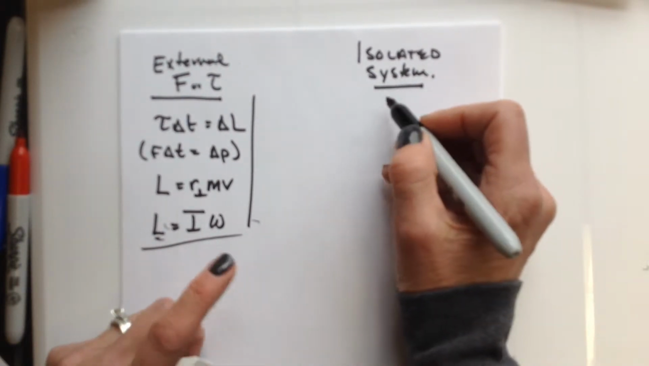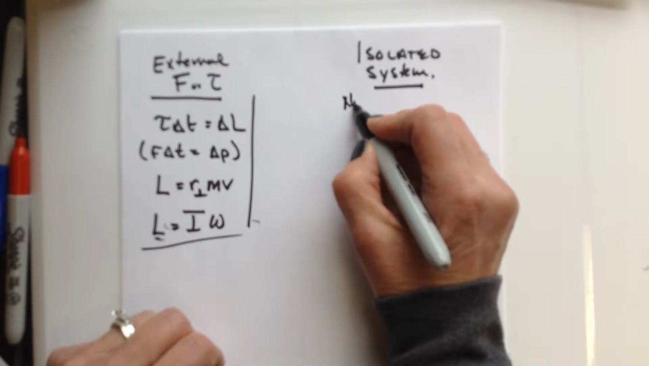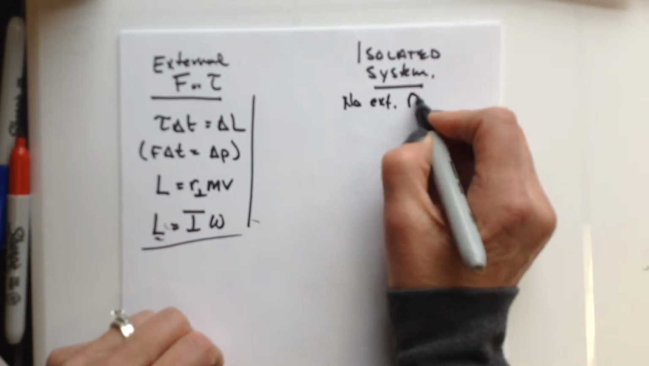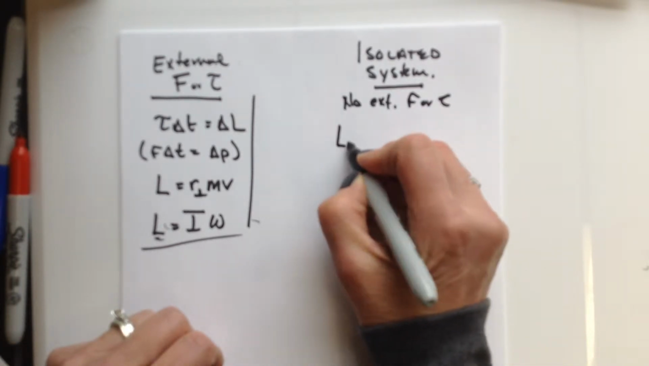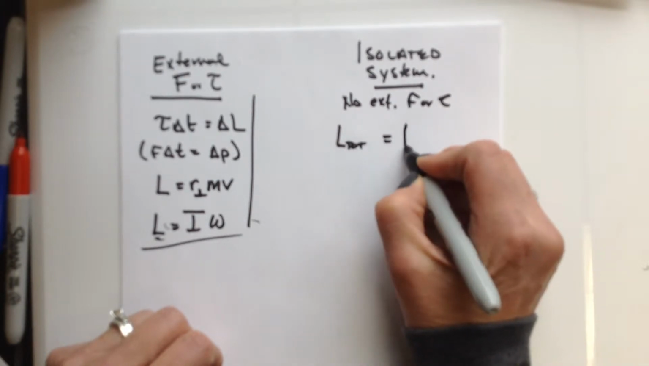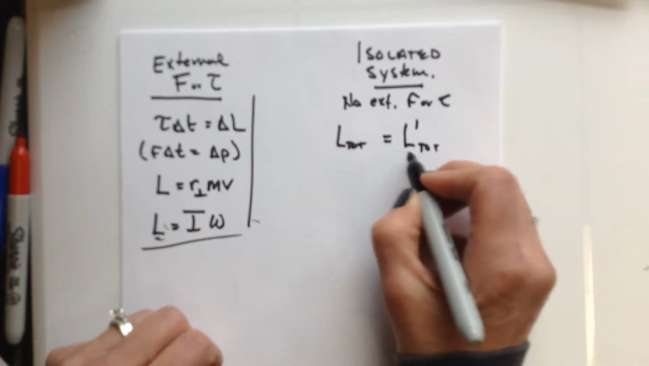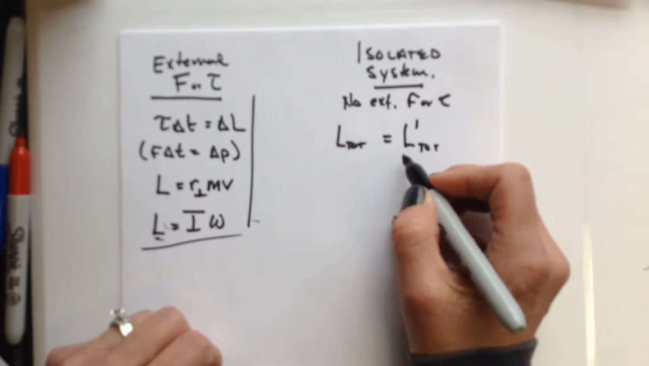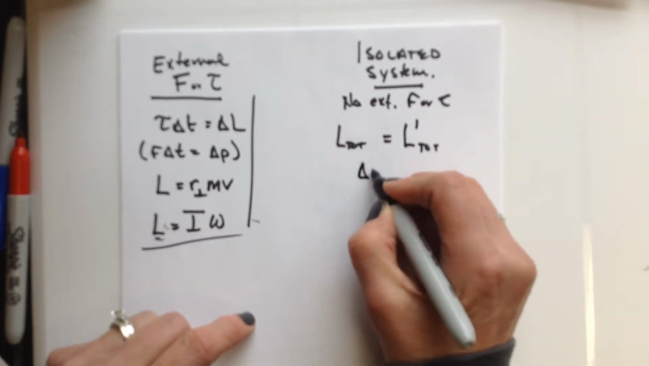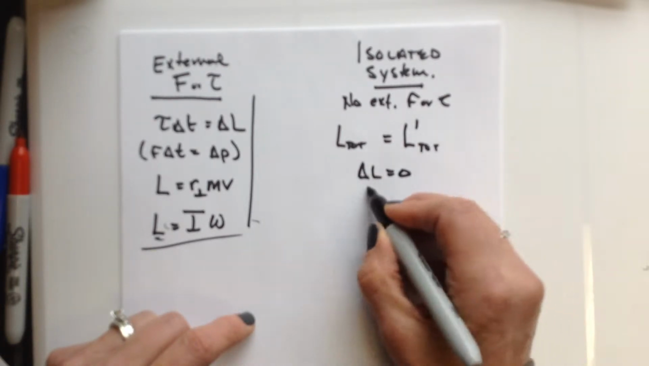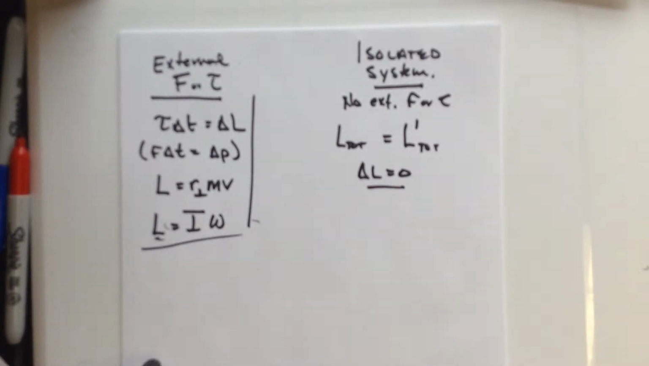So isolated system means there is no external force or torque. And we know that the total angular momentum before has to equal the total angular momentum after some type of interaction or some type of collision. And we know as a result that our change in angular momentum is going to be equal to 0. So we want to look at a couple different ways we could model that mathematically and conceptually.